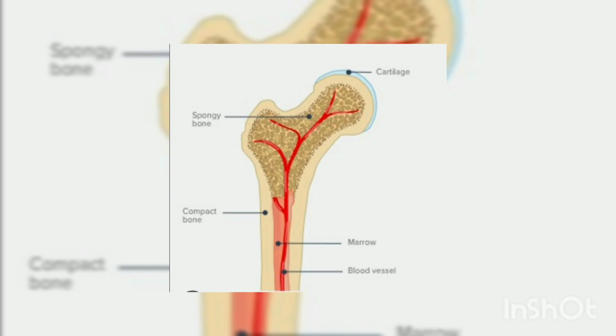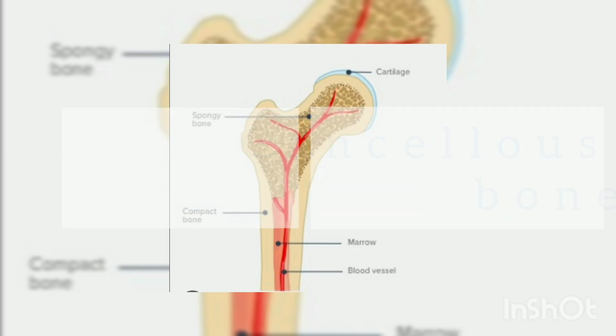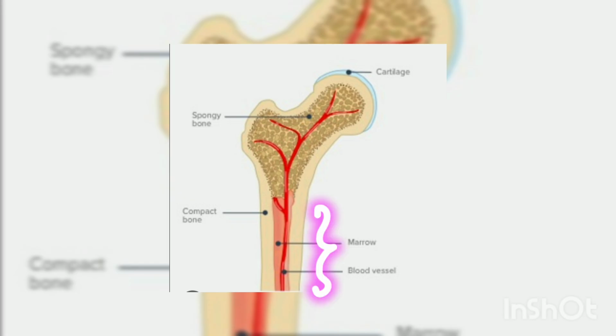Structurally, bone can be divided into compact bone and cancellous bone, which is also known as spongy bone. Compact bone is dense and hard, almost ivory-like in appearance. It is particularly well developed in the shaft or diaphysis of long bones. Its microscopic organization includes structures called osteons or Haversian systems, which help the bone withstand mechanical stresses.